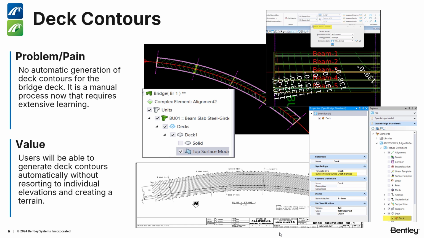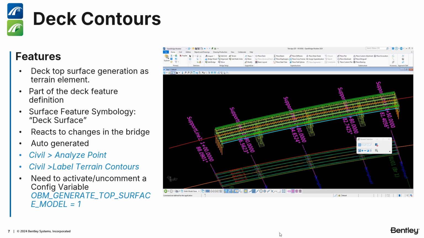However, to generate these contours, you need to activate a config variable in the configuration file. As you can see at the bottom, OBM generate top surface model equal to 1. This variable is already there. You have to uncomment that. The deck surface is created as a terrain model. The controlling level symbology and spacing of the contours is done through an element template that is already included in our basic workspace.